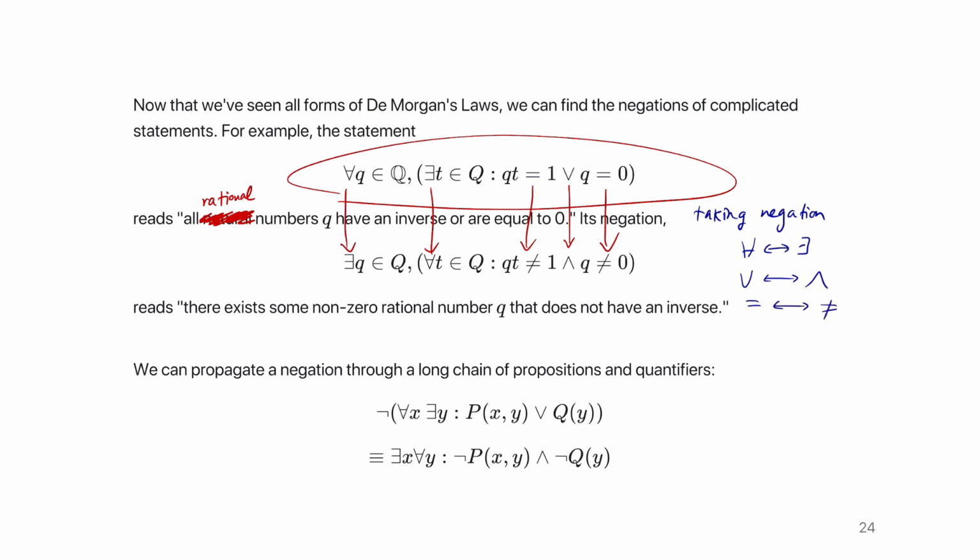Okay? So now the negation of this makes a little more sense when I read it in normal English. There exists some non-zero rational number that doesn't have an inverse. The negation is saying there exists some q in the set of rationals such that for all other rational numbers t, q times t is not 1, and q is non-zero. So what the negation is saying is that there's some non-zero rational number that doesn't have an inverse. And that's the negation of our original statement.